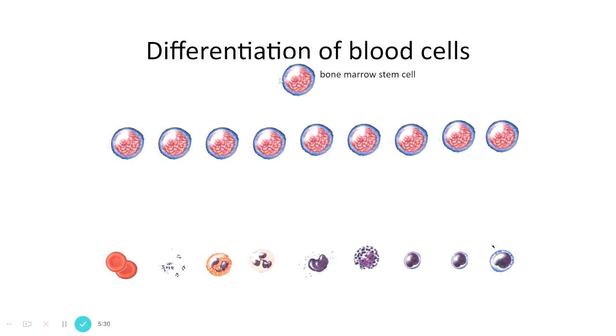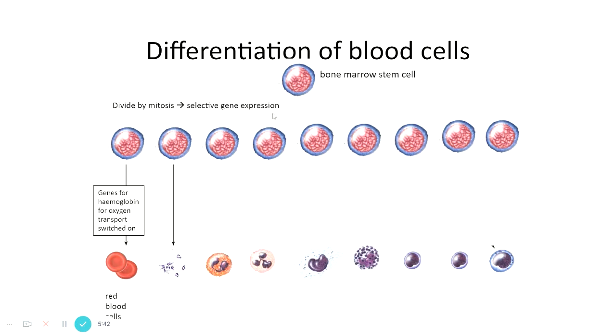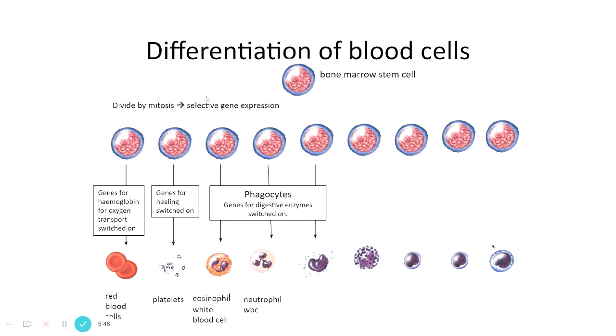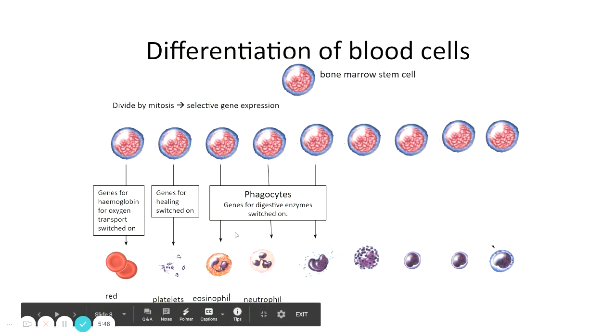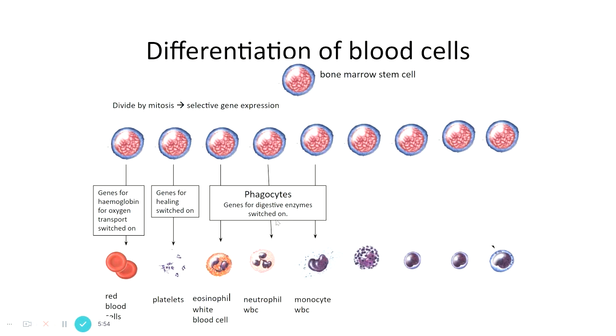So we've got a bone marrow stem cell. So this can give rise to any cell to do with the blood. It can divide by mitosis and undergo selective gene expression and give rise to a whole host of different blood cells. Okay, so for example, in phagocytes, and the cells that will eventually become phagocytes, that bone marrow stem cell will have genes switched on to produce digestive enzymes.